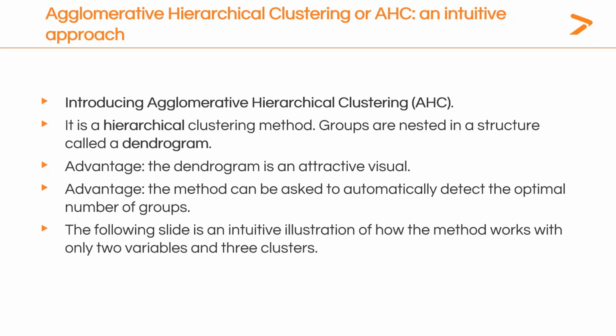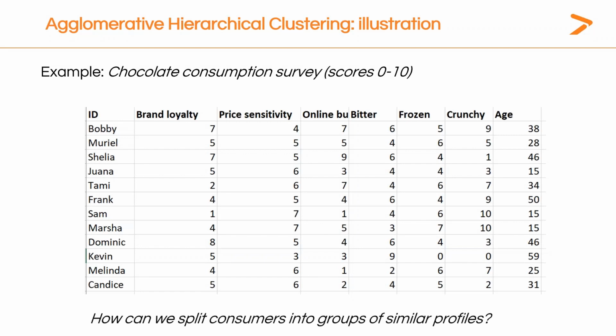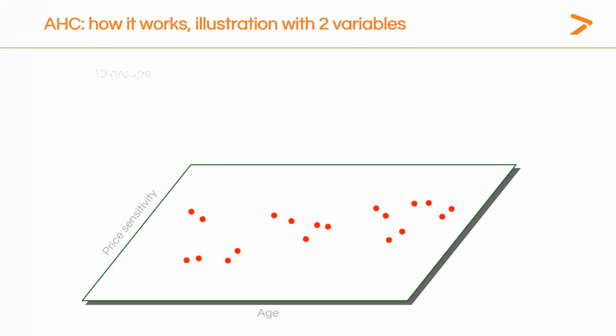Now, the following slide is an intuitive illustration of how the method works with only 2 variables and 3 clusters. I will illustrate AHC using price sensitivity and age, for instance. I first start by drawing scatter plots as usual. So price sensitivity versus age, and each dot represents one consumer. And at the beginning of the computations, each point corresponds to one specific group.